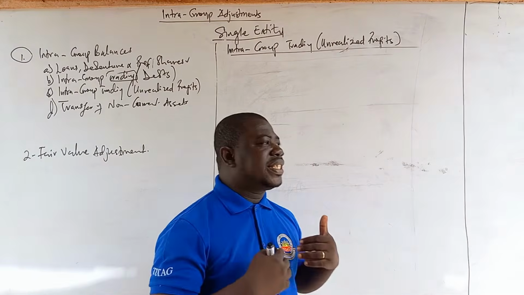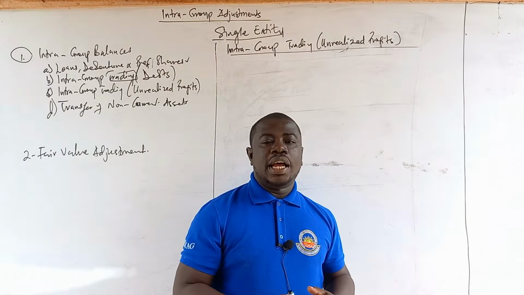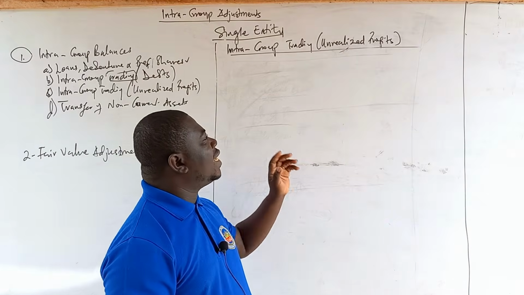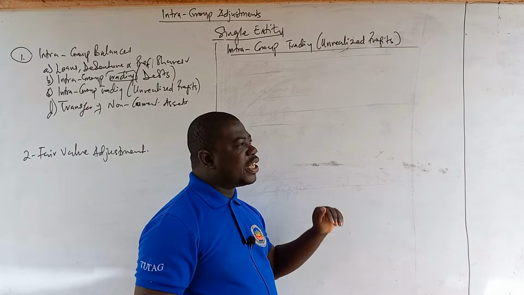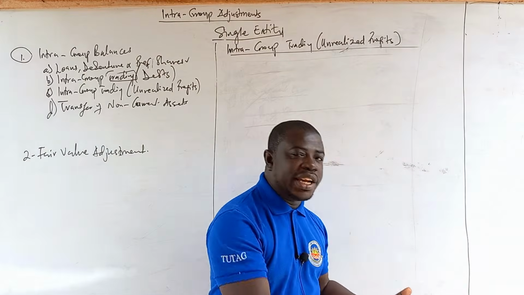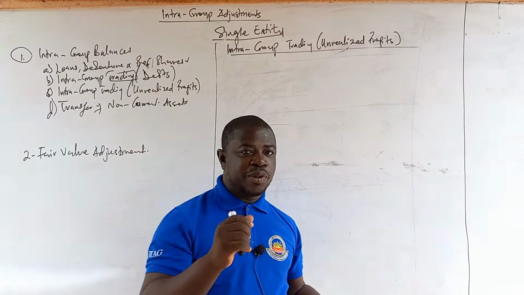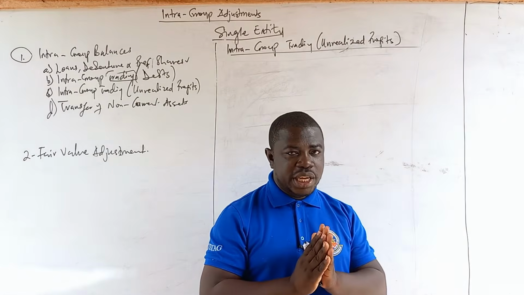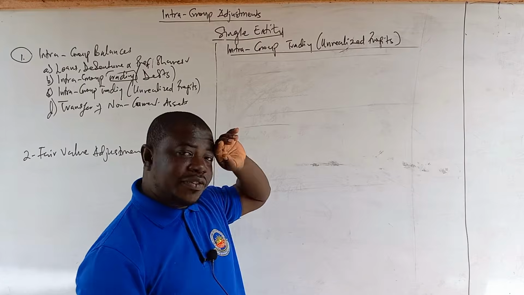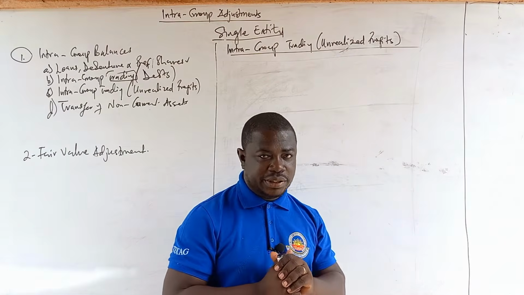And so if the parent sells goods to the subsidiary, here also there are two scenarios. We are going to look at how to treat unrealized profit when the parent sells to the subsidiary, and how to do so when the reverse happens, when the subsidiary sells to the parent. There are two different issues and we need to look at them differently. Let us first of all look at the case where the parent is selling to the subsidiary.